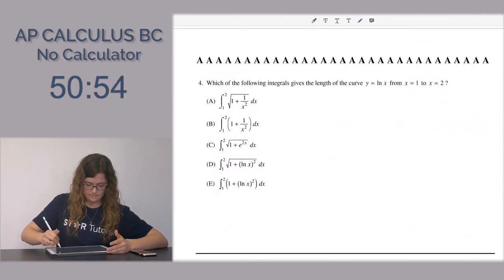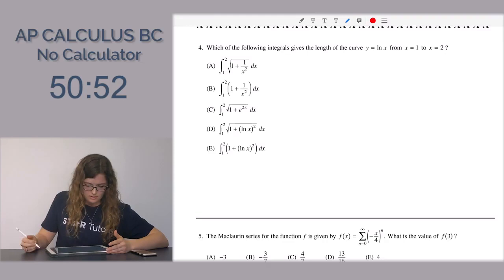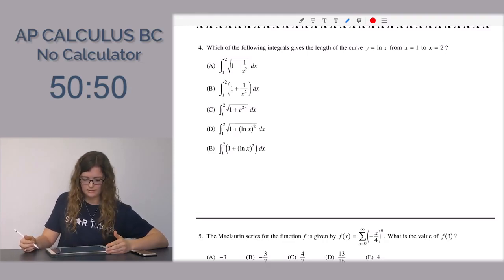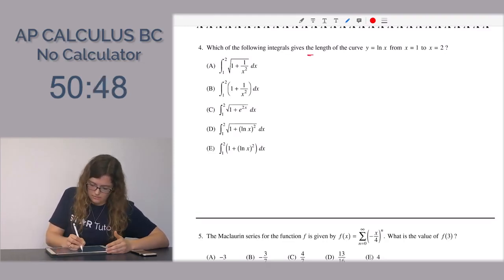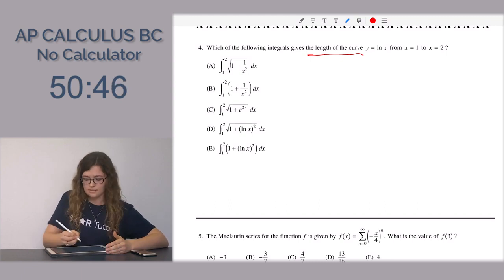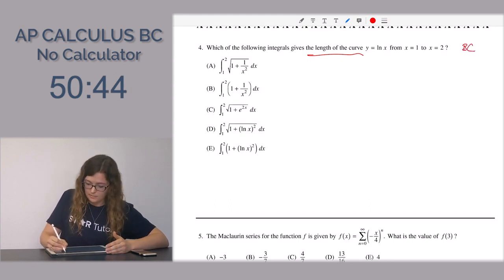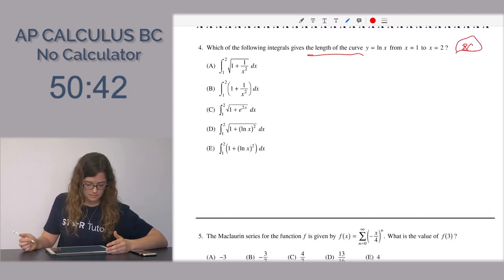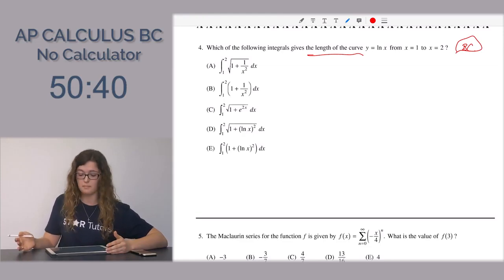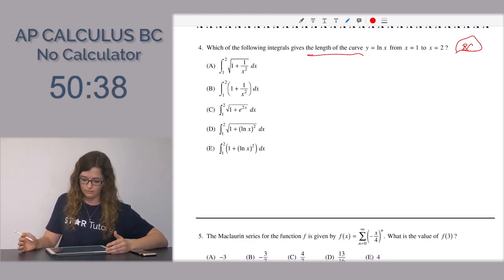Okay, number 4. Which of the following integrals gives the length of the curve? Length of the curve. Okay, so again, this is a BC topic. AP people or AB people won't know what this is. This is like either you remember the definition or you don't.